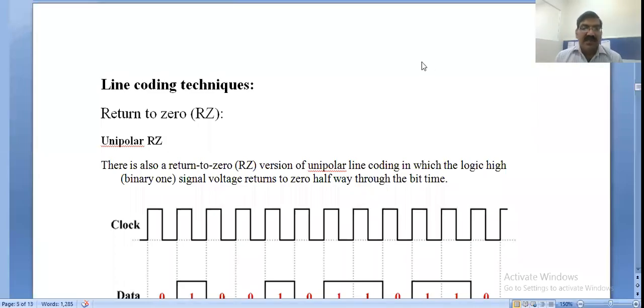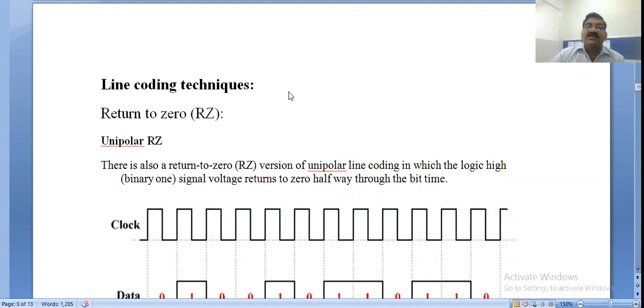Here we are going for the line coding technique. There are some line coding techniques, some are unipolar, some are bipolar. And these techniques we are using for the transmission, based on the requirement.